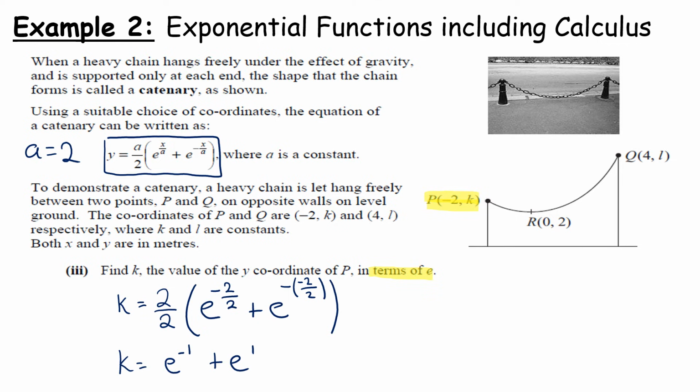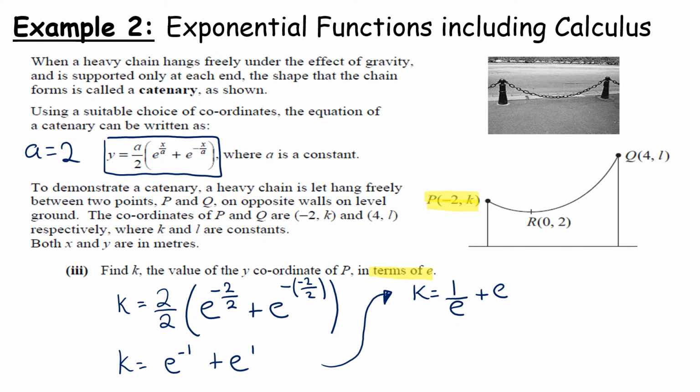Now, they want that in terms of e, and you might think, oh, so I'm there. But actually, we would never leave our answer with a negative power. So what we're going to do is change that. We're going to use our rules of indices. Your rules of indices are in your log tables. We're on page 21. Fifth rule down on the left-hand side: a to the power of minus p is equal to 1 over a to the power of p. So what that becomes is 1 over e plus e.